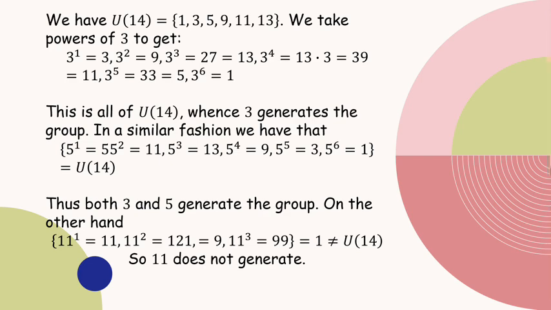On the other hand, 11^1 is equal to 11, 11^2 is equal to 9, 11^3 equals 99, which is 1, so the group generated by 11 is not equal to U(14). So, 11 does not generate.